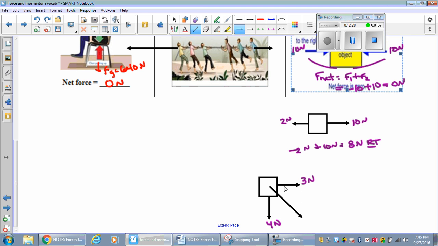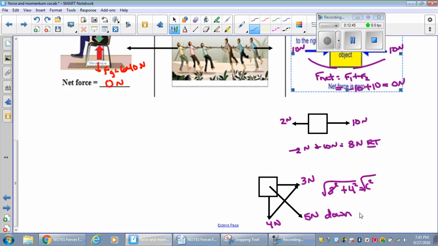And guess what this is? This is a triangle, right? Remember this triangle? 3, 4, if you do the Pythagorean theorem, 3 squared plus 4 squared equals c squared. Square root that on both sides. You end up getting, guess what? 5 newtons down and right. Cool or what?